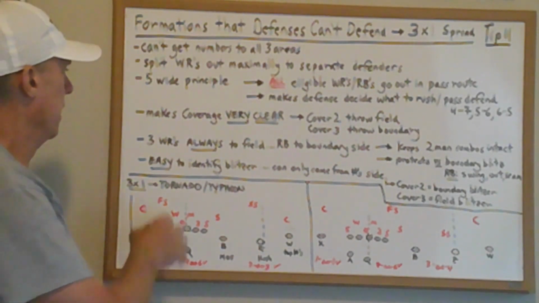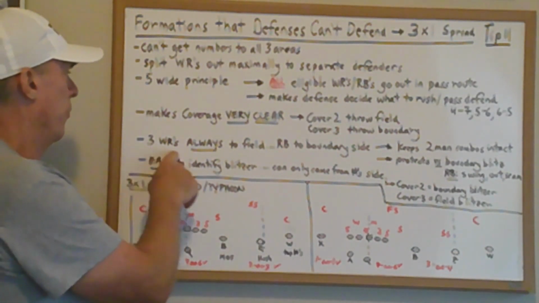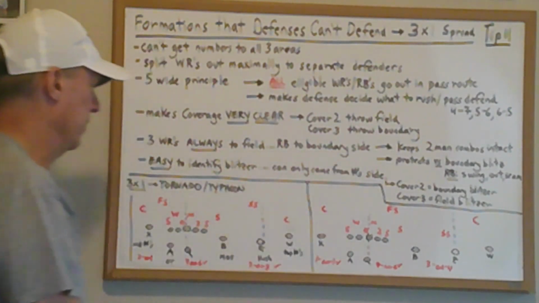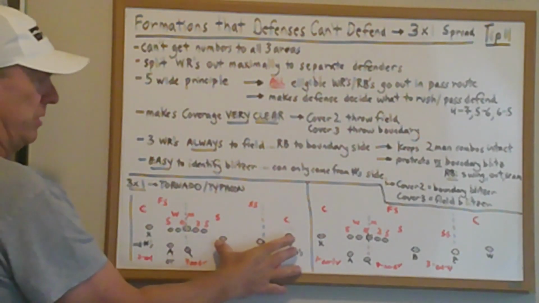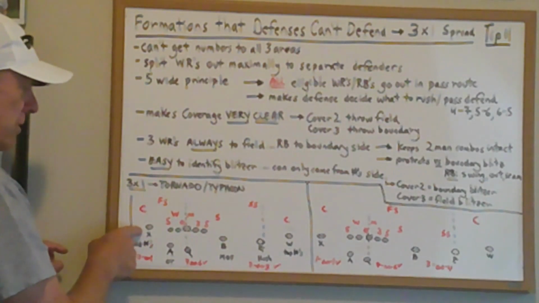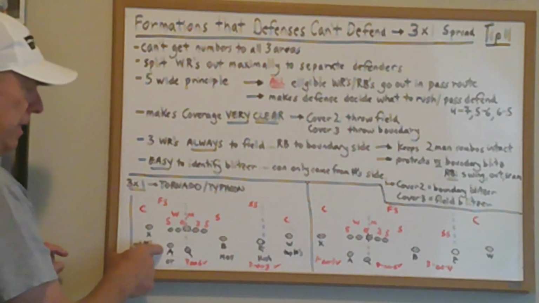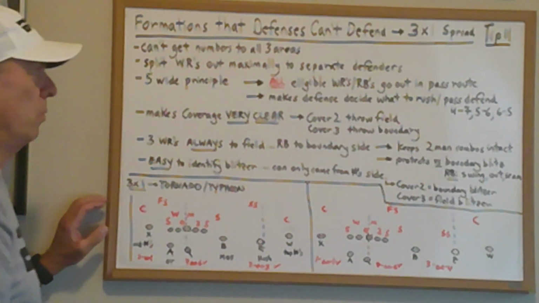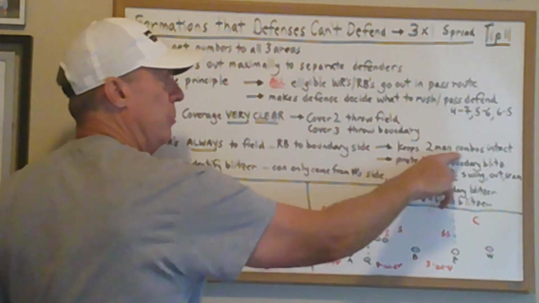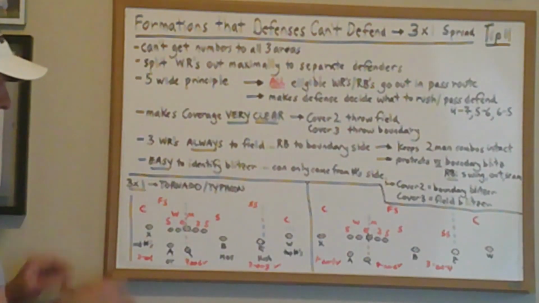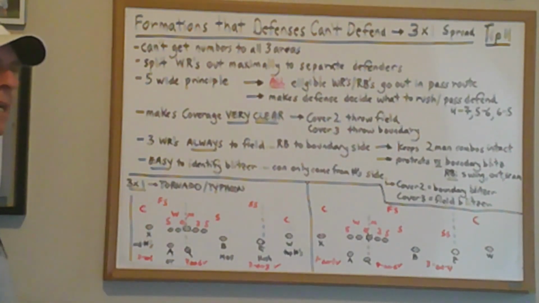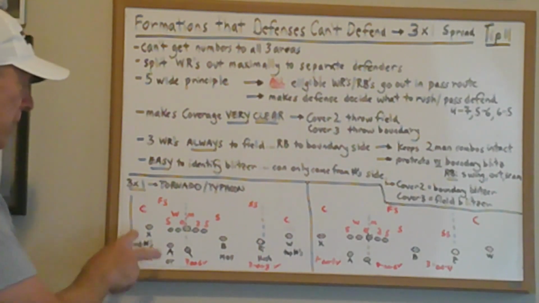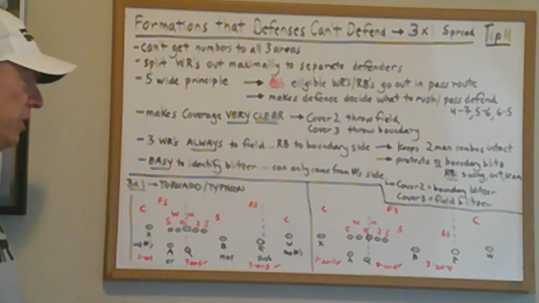Okay? Another reason is 3 wide receivers always to the field, and the running back always goes to the boundary side. So you'll see these 3 receivers are to the field, the X is in the boundary, and the A, the running back, is into the boundary side where he lines up, okay? One of the reasons I do that is it keeps the 2-man combo routes intact. In other words, the X and the A have 2-man route combos that work really well together. So I like to keep them together in this particular instance.